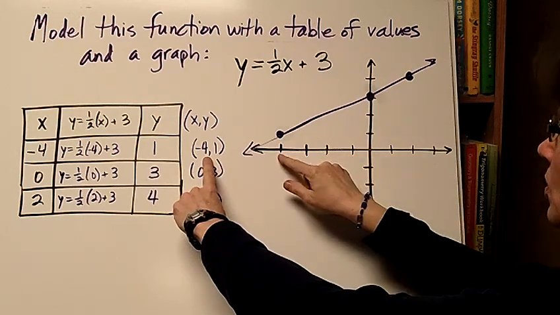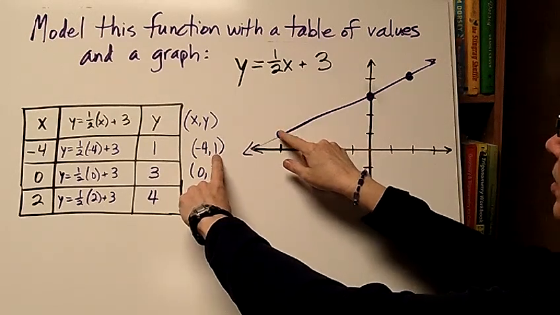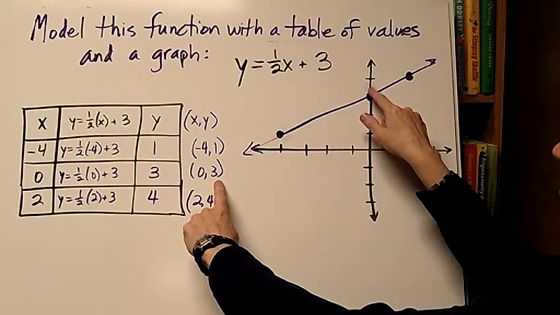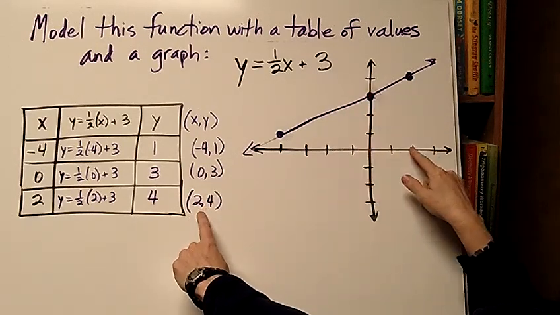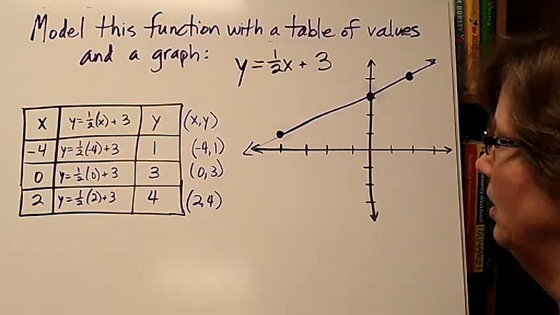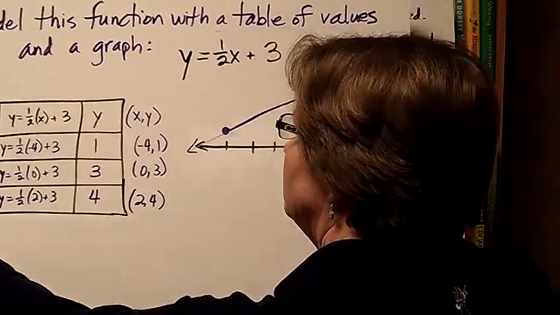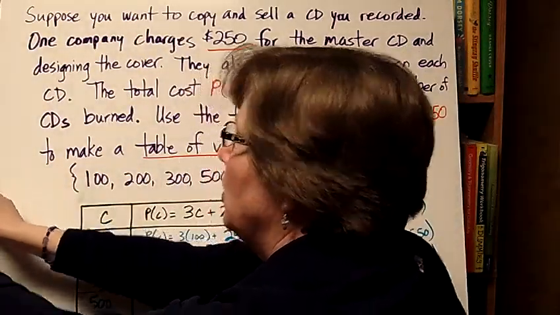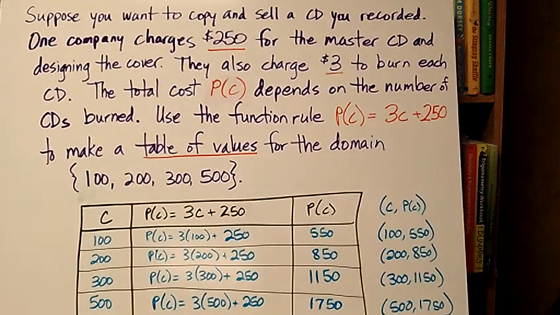-4, again, you're going to go to the left for a negative value and up for the positive. 0 moves neither right nor left, just straight up for your y value. Then you have a 2 and a 4, and as you can see, it's joined with a line. Again, a linear equation. The x has no exponent larger than the 1.